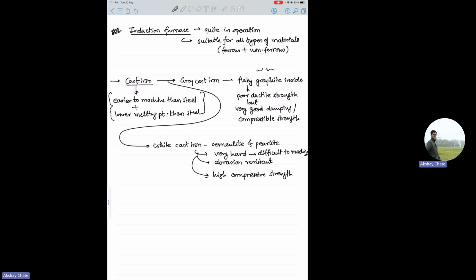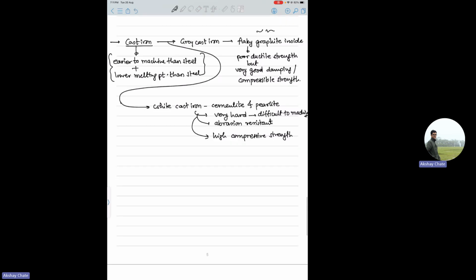Okay. Then the next is malleable cast iron. As it says, sometimes we have to improve the ductility of these cast irons. So that's why they make them malleable cast iron. And you know the thing is, here, what happens.